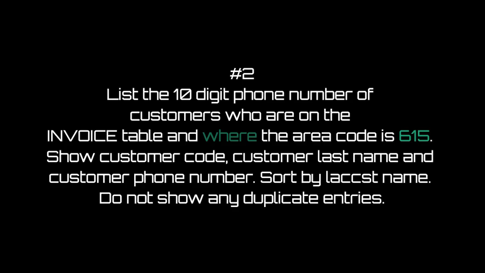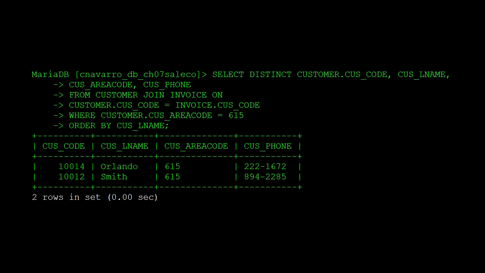List the 10-digit phone number of customers who are on the invoice table and where the area code is 615. Show the customer code, the customer last name, and the customer phone number. Sort by last name and make sure to not show any duplicate entries. To avoid showing duplicate entries, use distinct in the select statement. This will get rid of all the duplicates.